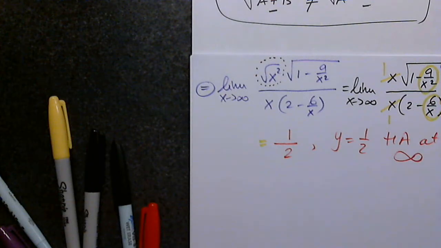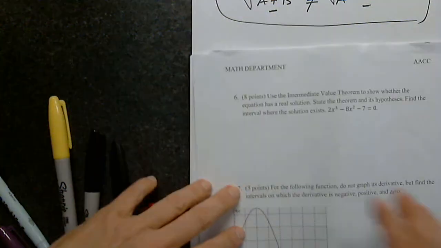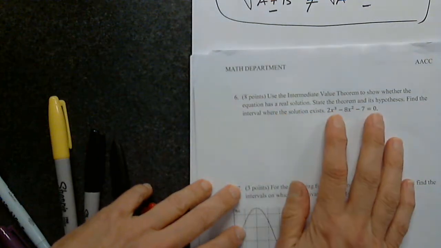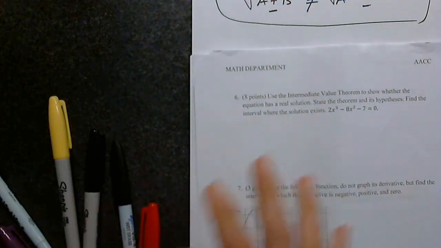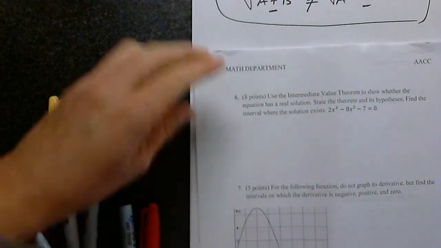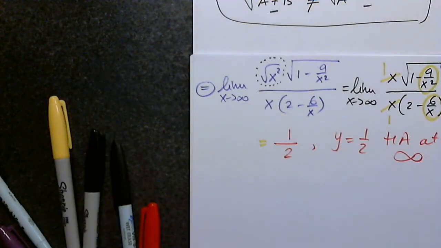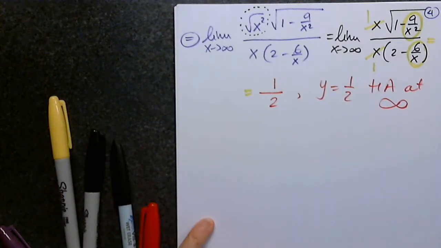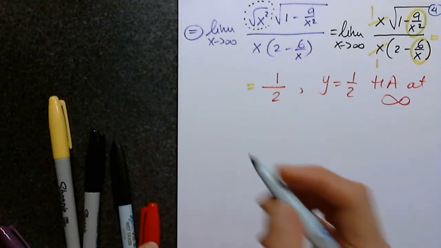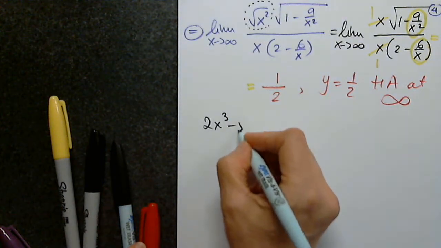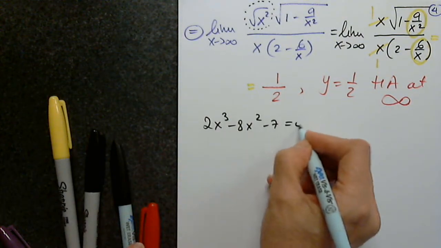Excellent. Okay. So did we have any difficulties with the intermediate value theorem? Do I have to show that? A little bit. Okay, let's do it together. Okay, very good. So we have 2x cubed minus 8x squared minus 7 equals 0.